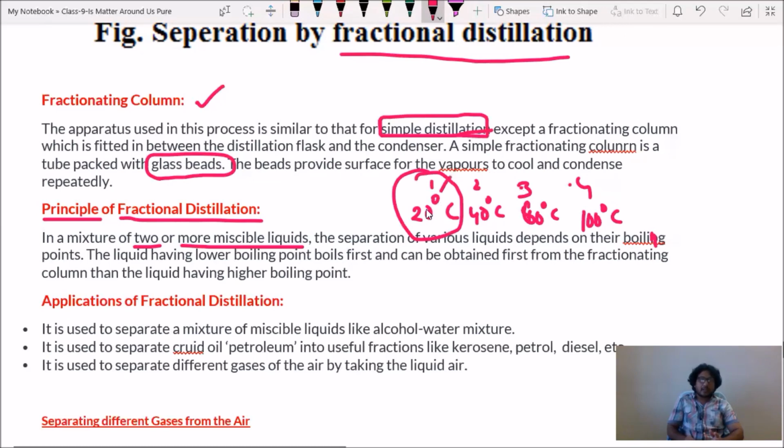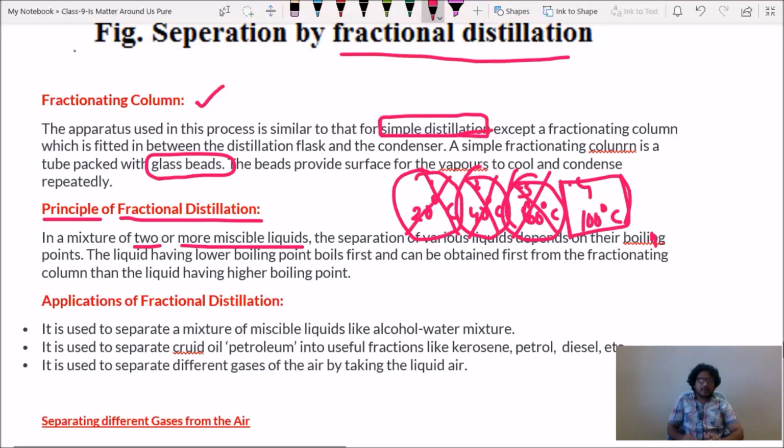And if that liquid is completely extracted, you can raise to 40 degrees Celsius. You can separate this second liquid and we will be left with liquids 3 and 4. And if you increase the temperature to 60 degrees Celsius, that liquid can be evaporated, and then the fourth liquid you can collect in the beaker itself, or increase the temperature.